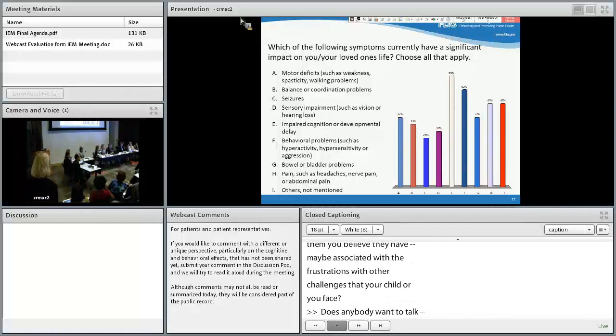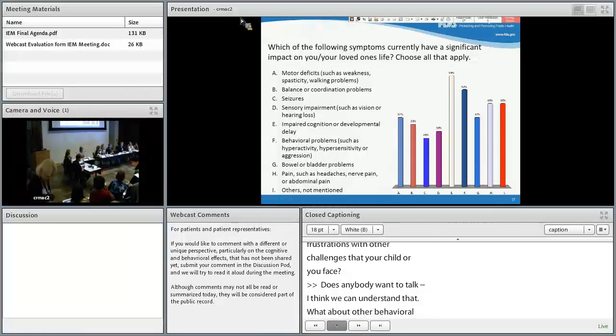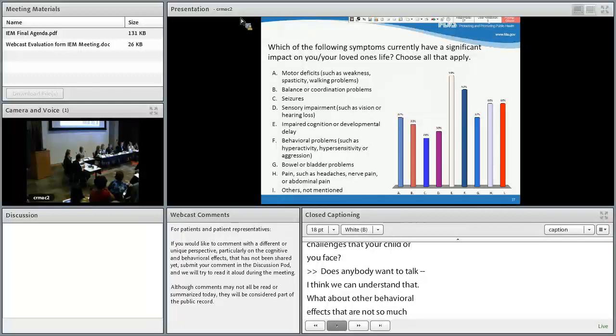So I think we can understand that. What about other behavioral effects that are not so much out of frustration, but are somehow different? Okay, in the back there.